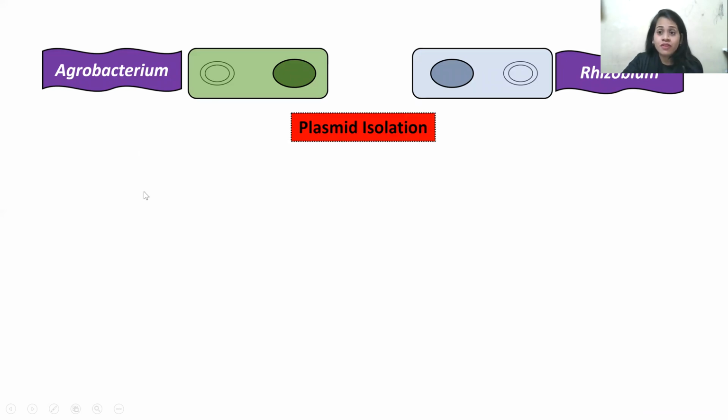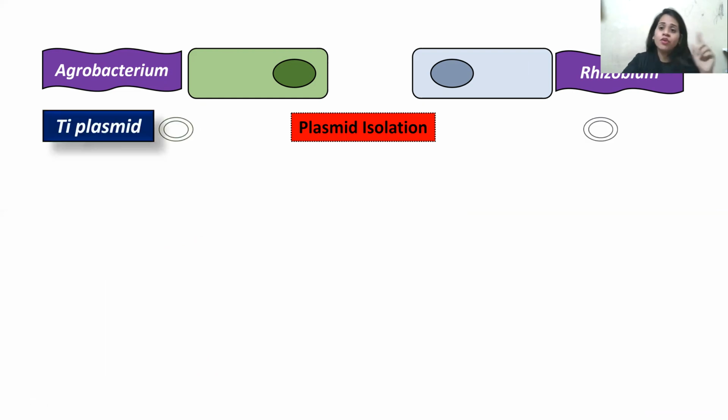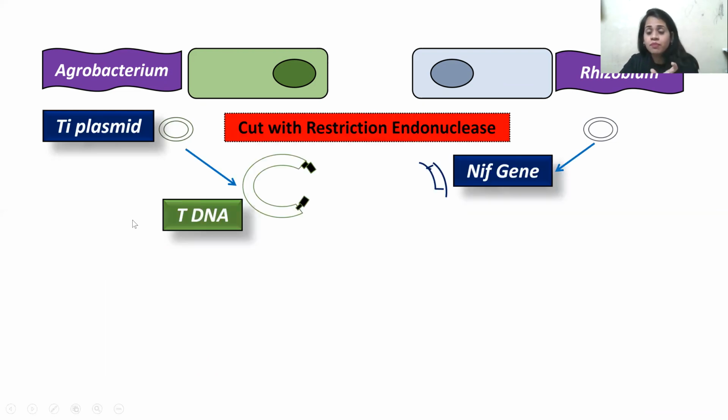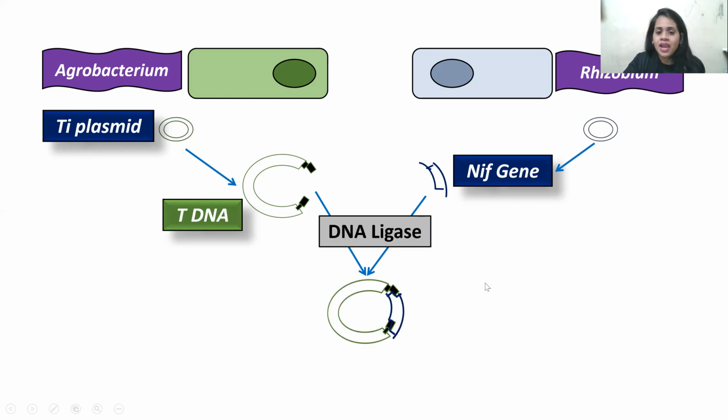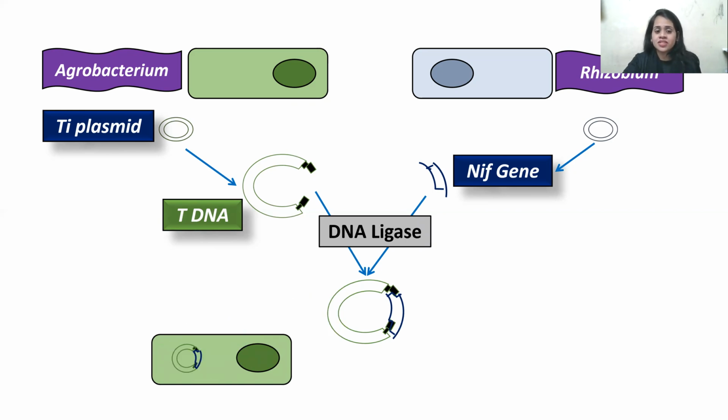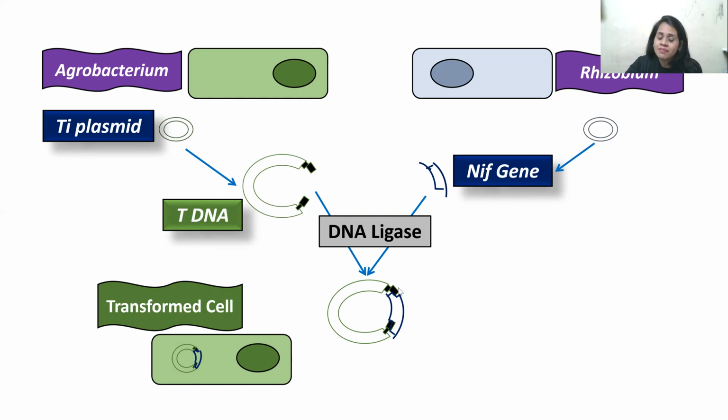What you have to do is first isolate the plasmid. The plasmid of both is being isolated. The name of the Agrobacterium plasmid, you know, is TI plasmid, right? Now we have to cut both of these plasmids with the restriction endonuclease enzyme. Here you are going to take the tDNA cut region, and here you are going to take the NIF. These have to be ligated using a DNA ligase enzyme, and you get a new recombinant plasmid which can be inserted into the agrobacterium cell again. The cell which accepts this new recombinant DNA is called the transformed cell.